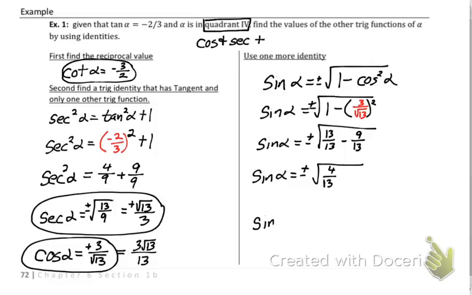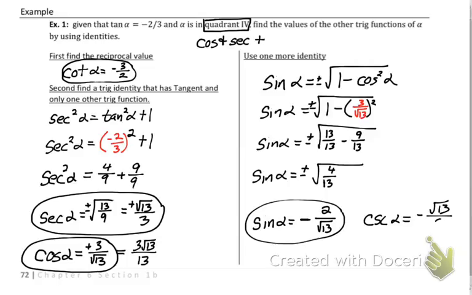So my sine alpha equals, and I should pick negative because it is in quadrant 4, so that'd be negative 2 over square root of 13. And once I get sine, I have my cosecant alpha, which equals negative square root of 13 over 2.